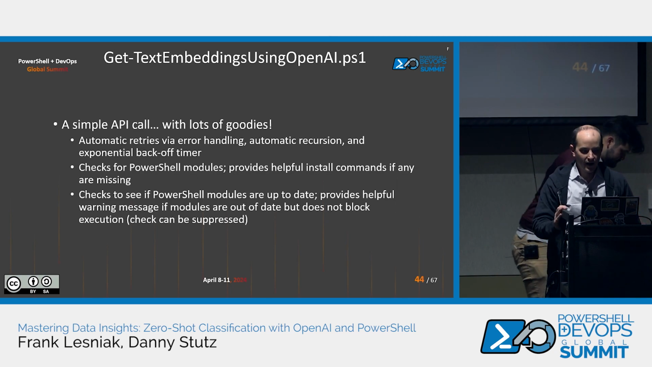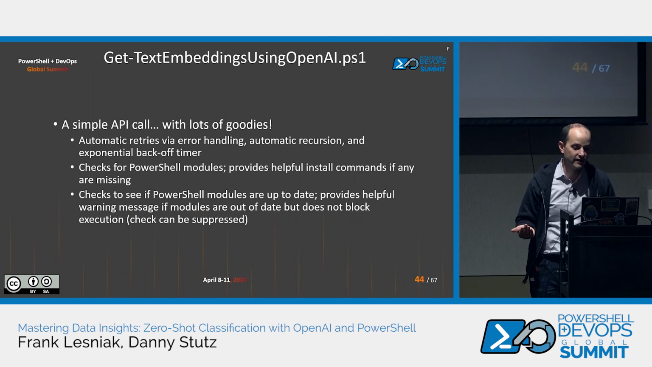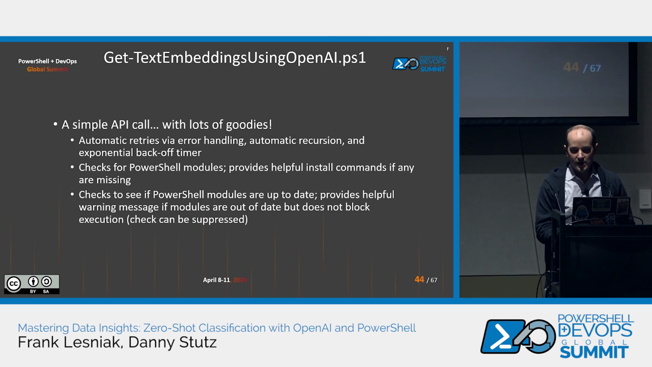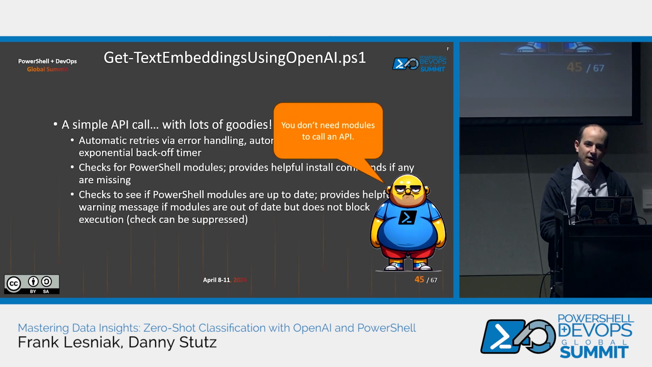A couple other goodies that we built in is a check for missing PowerShell modules, and the script will provide a helpful installation command. To be honest with you, I intend to provide this capability to some folks in our HR team, and I don't want to become their support resource exactly. So I tried to make it as user-friendly as I could. We're also checking to make sure modules are up to date. So there's that too. But as Portly PowerShell guy points out, you don't need modules to call an API.